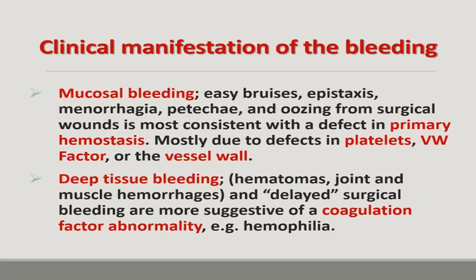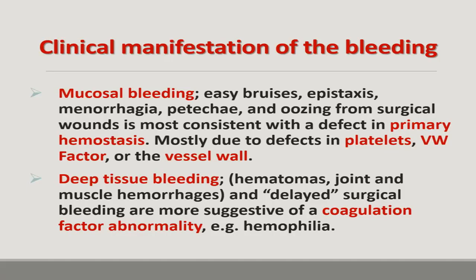What are the clinical manifestations of bleeding? We have mucosal and mucocutaneous bleeding, like easy bruises, epistaxis, petechiae, menorrhagia, or oozing from surgical wound. This is usually consistent with a defect in primary hemostasis, like a defect in platelets, von Willebrand factor, or vessel wall. As you know, von Willebrand factor has two functions. It is a carrier for factor VIII, as well as it enhances the platelet adhesion to the injured endothelia. So it has shared manifestation between bleeding and coagulation disorders.